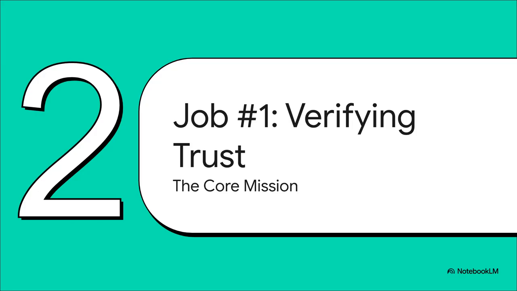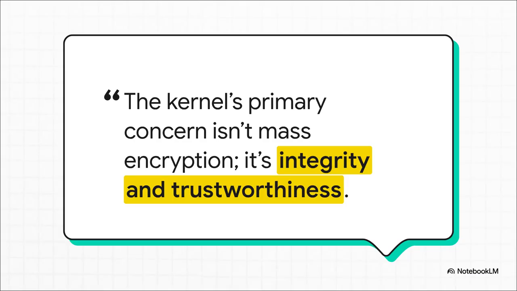Now, this powerful API lets the kernel focus on its number one job. And it might not be what you think. It's not really about encrypting all your cat pictures. It's about something way more fundamental: verifying trust. This quote is the absolute key to understanding the kernel's entire mindset. It isn't trying to be this massive encryption machine for all your data. No, its main focus, its obsession really, is guaranteeing the integrity and trustworthiness of the system itself. It's constantly asking, is this piece of code the real deal? Has anyone messed with it?